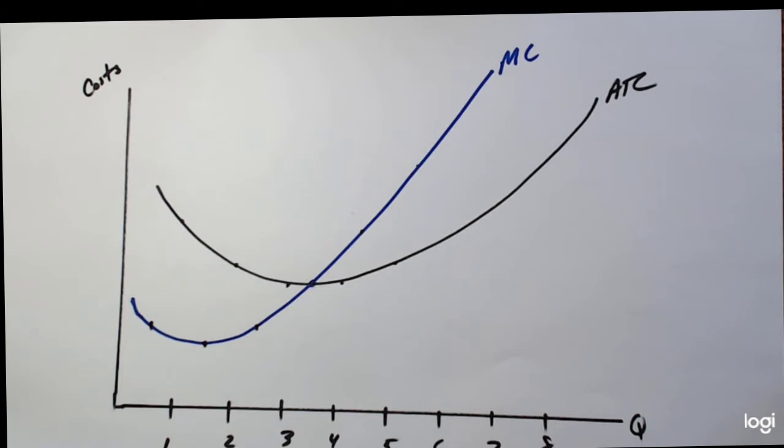Now, what we next want to do is look at average variable costs. And average variable costs are going to look something like this, roughly.